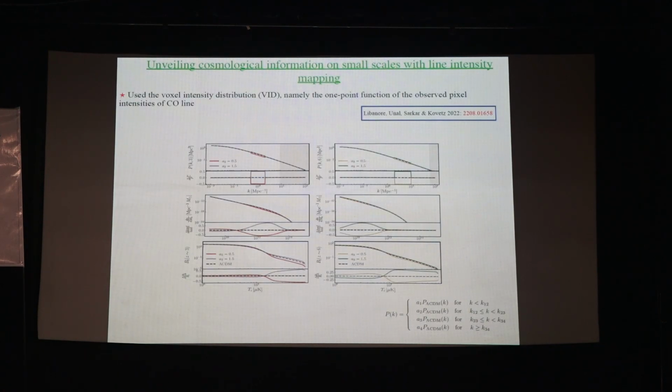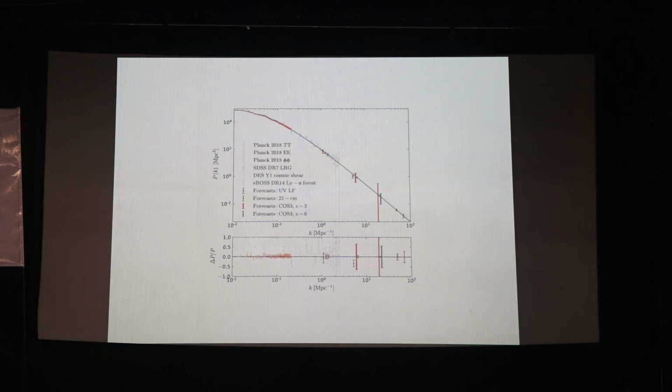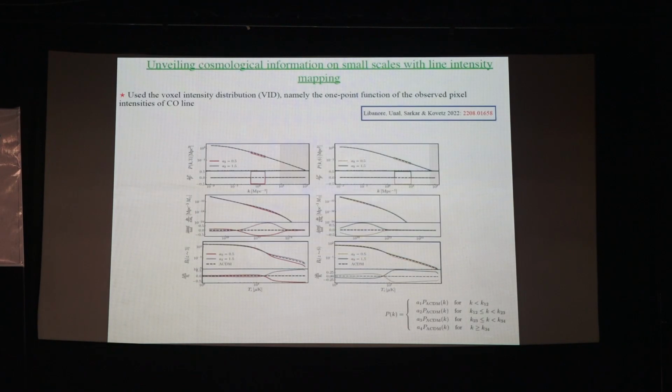And the last work is where we have used the voxel intensity distribution, which is the one-point function of the observed pixel intensities of the CO line, to constrain the power in the different bins of the power spectrum. Okay, and we showed that it is possible to constrain the small scales using this simple statistics. I'm sorry, I could not talk more about this paper, but this is a really important and interesting result, which I can discuss later on maybe.